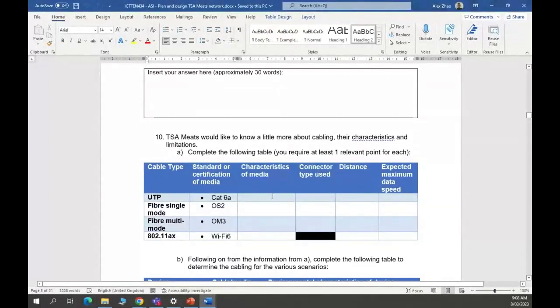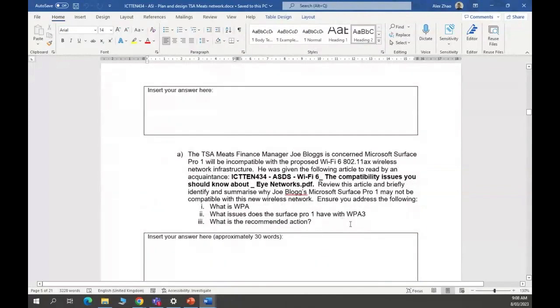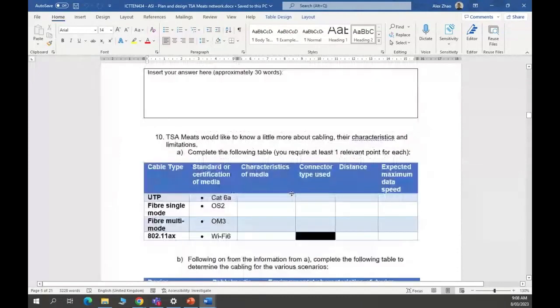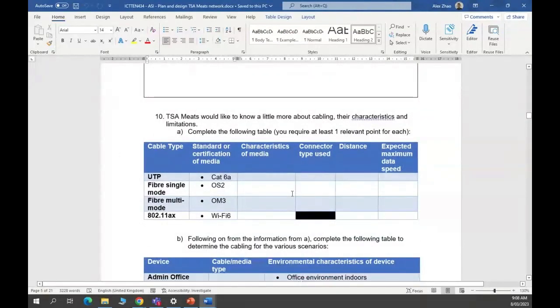802.11ax, and if you've never heard of that, you should have, because question 9 was all about the new Wi-Fi standard AX, and that's what we're going to talk about today in our class. Not AX, but Wi-Fi in general. But then you've got these standards. Cat6a, that's a specific type of unshielded twisted pair. There's OS2, where S stands for single, optical single, standard 2, and this one is OM3, the optical multi. These are the different standards.